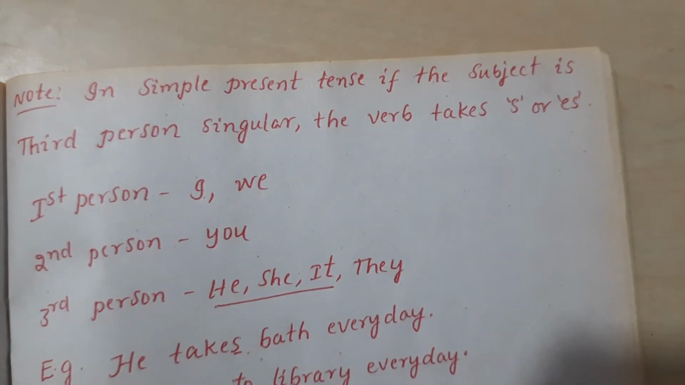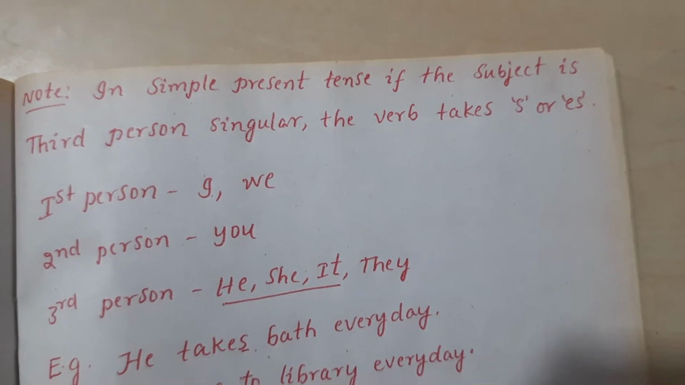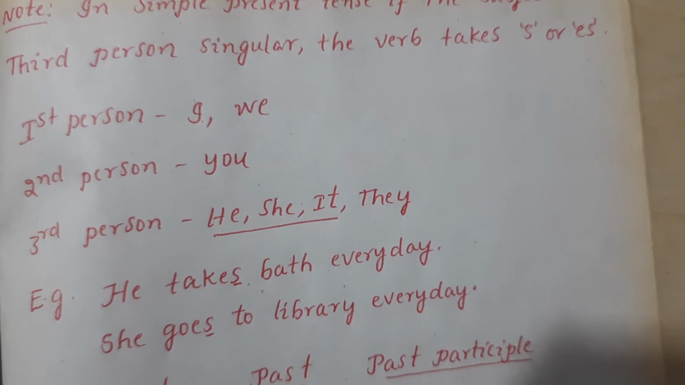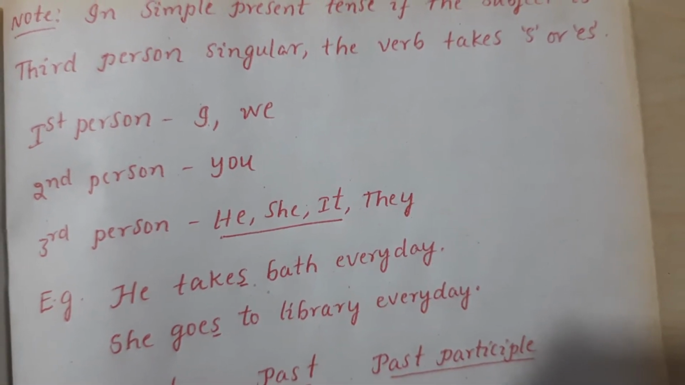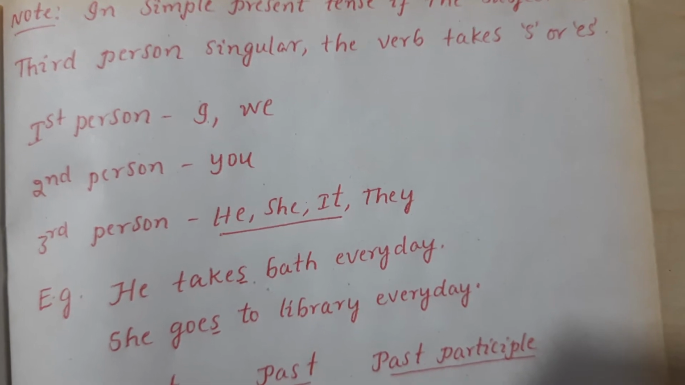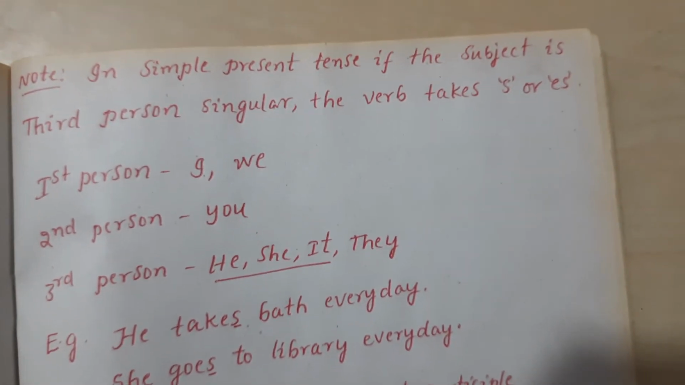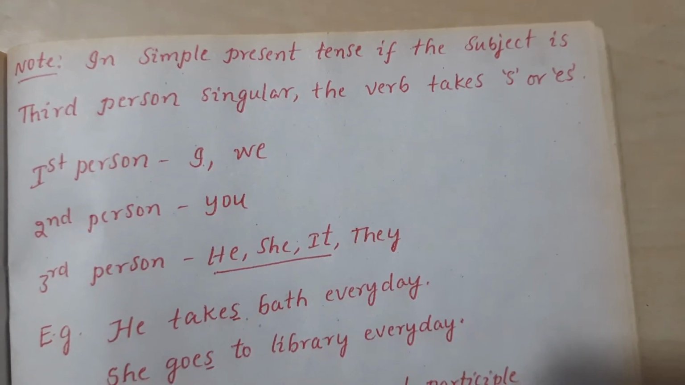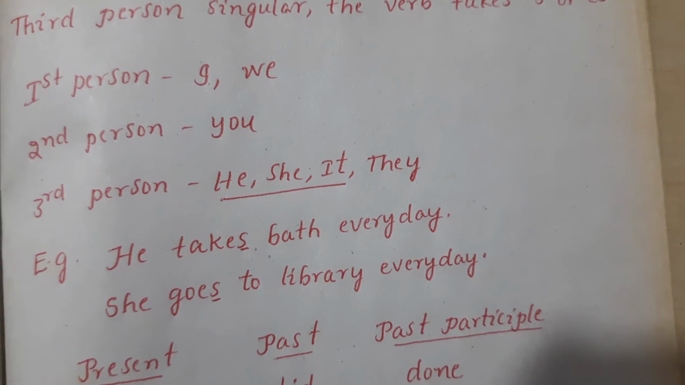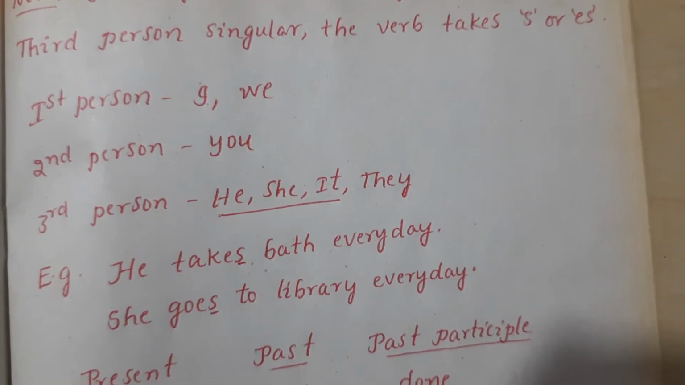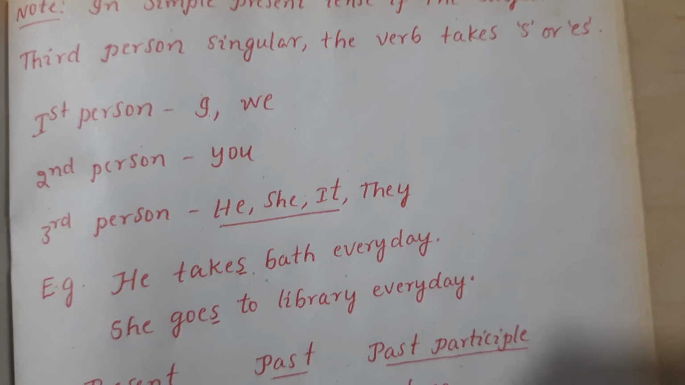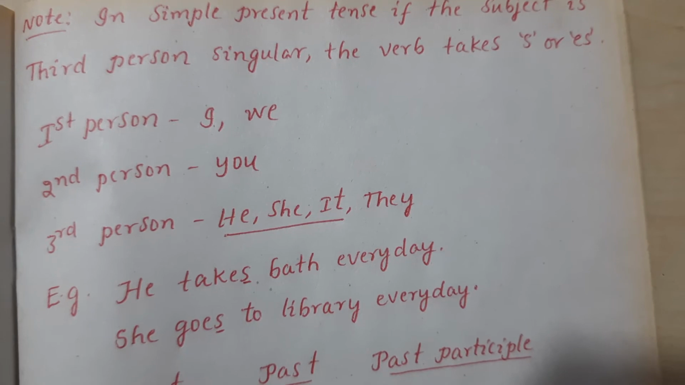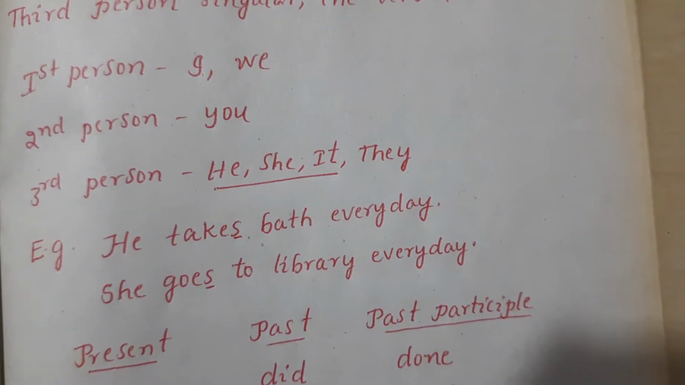So what is the note? In simple present tense, if the subject is third person singular, the verb takes S or ES. He takes bath every day. This is take, took, taken. Take is present tense, took is past tense, taken is past participle. So, as per note, here the subject he is third person singular. That's why the verb takes S. He takes bath every day. She goes to library every day.